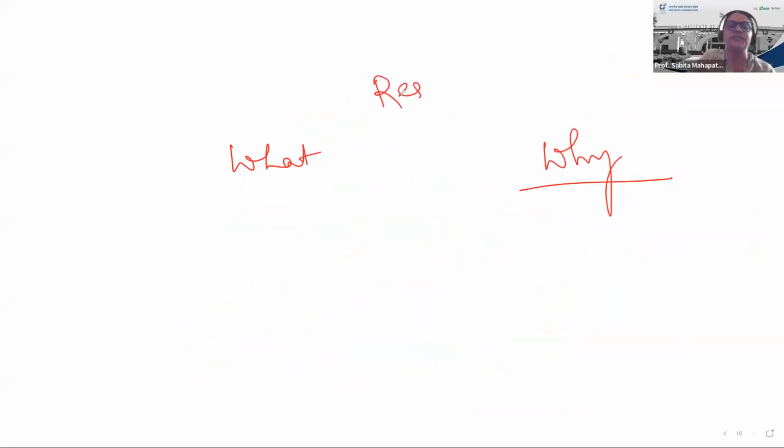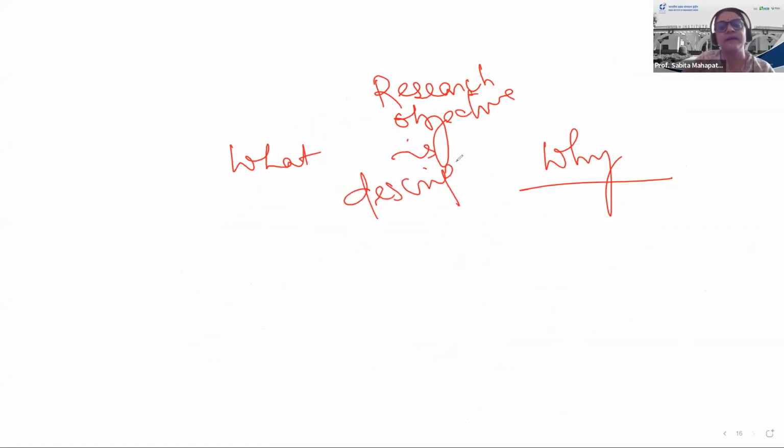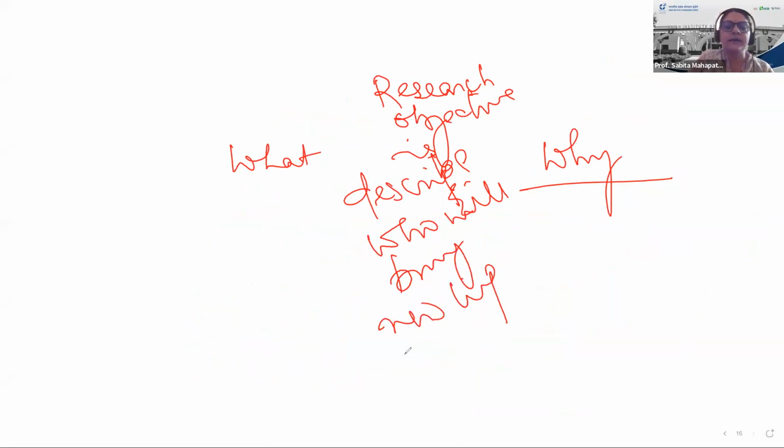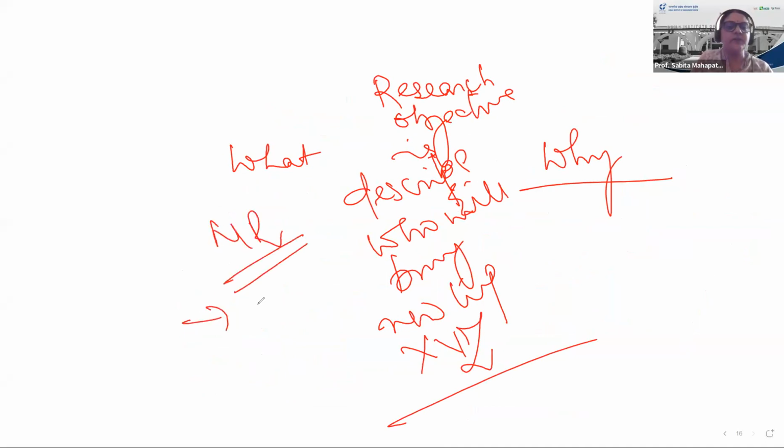If your research objective is, please describe who will buy a new lipstick XYZ. So run a market research and ask them, will you buy? Where from will you buy? What will you buy? Are you willing to pay all this? So I would like to know, will Jayaprakash buy, Sanjil buy, Sakshi buy, Alok buy? Describe who will buy.